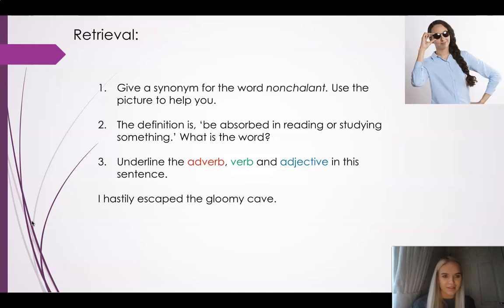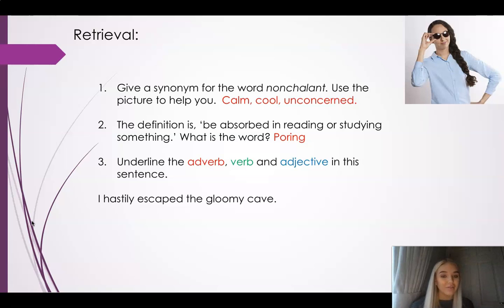Okay, so this person in this photo looks very cool, they look very calm, they look very unbothered. So that is what nonchalant means. Calm, cool, and unconcerned. Now, the definition is to be absorbed in reading or studying something. Do you remember when Lila and Con were studying the map, they were also poring over the map. They were studying it hard.